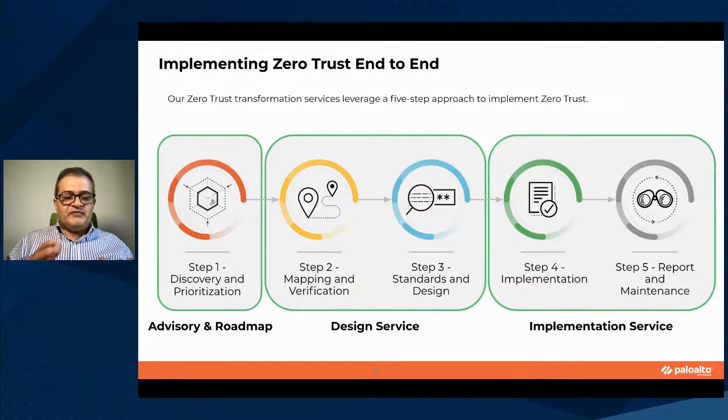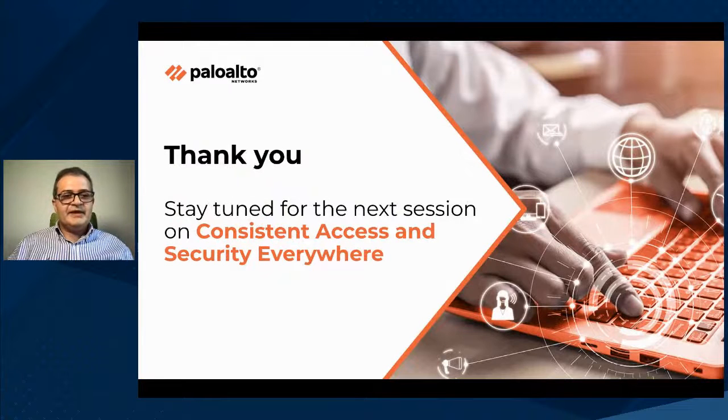So after we've put a roadmap, we've designed the service, now how can we implement this? This is split into 2 steps. The first one is the implementation, and then we need to continuously monitor, report, and maintain this zero trust throughout the network. So if you have any queries about zero trust and how we can help you with this, please reach out to Westcon or Palo Alto Networks, and we'll be happy to assist you in your zero trust journey.